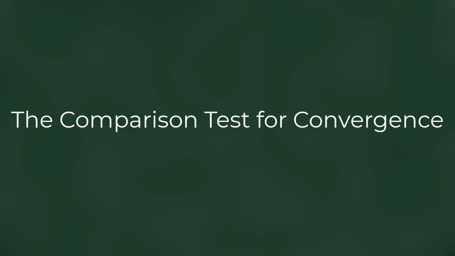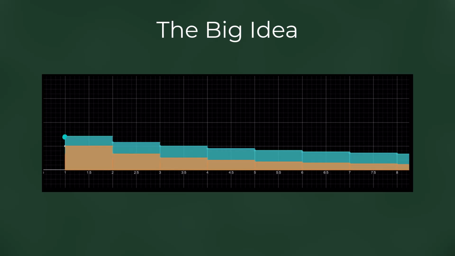Previously, we've been able to compare series to integrals in order to determine whether they converge or diverge. Now we're going to look at a way to compare two series in order to be able to determine whether one of them is converging or diverging. To motivate this discussion, we're once again going to contemplate thinking of series as areas on a graph.